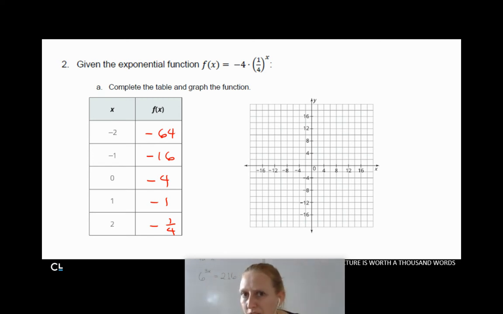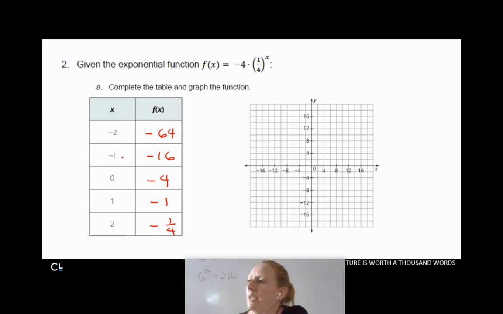So yes, I could have plugged in. But we know how these work. We know that's the y-intercept. We know that is the pattern. So I'm just going to use it, right? And now I shall plot my points. Now, obviously, not all of these points are going to fit on here, and that's okay. We're going to fit on here what we can. So -64 is way too far down there. That's not going to fit. That's all right.